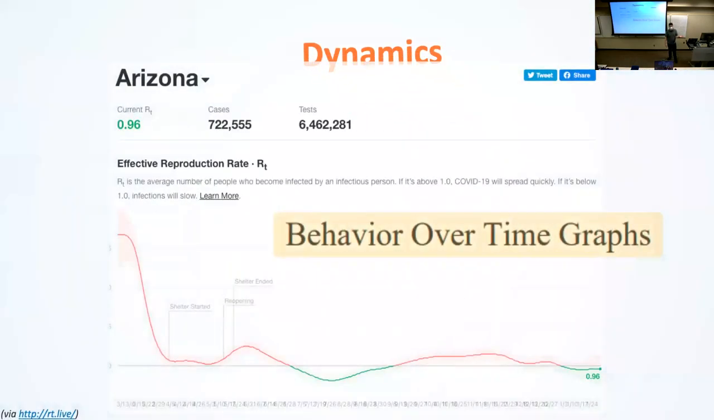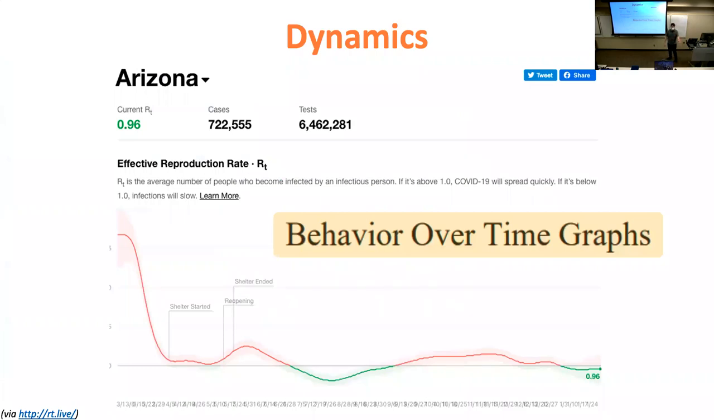And so we've seen lots of behavior over time curves in the last 2 or 3 years of this pandemic. So this is one example. For a while, people were publicizing the so-called reproduction rate of the virus. You could watch, it was high and then it came down low and it bounced up. And a lot of times in these behavior over time graphs, BOTGs, as they're sometimes called, they would add these little labels, which say things like shelter started at one point, reopening at another point, shelter ended.